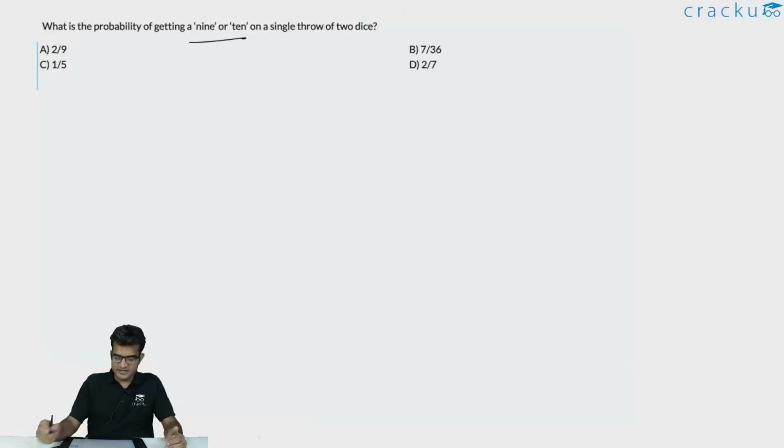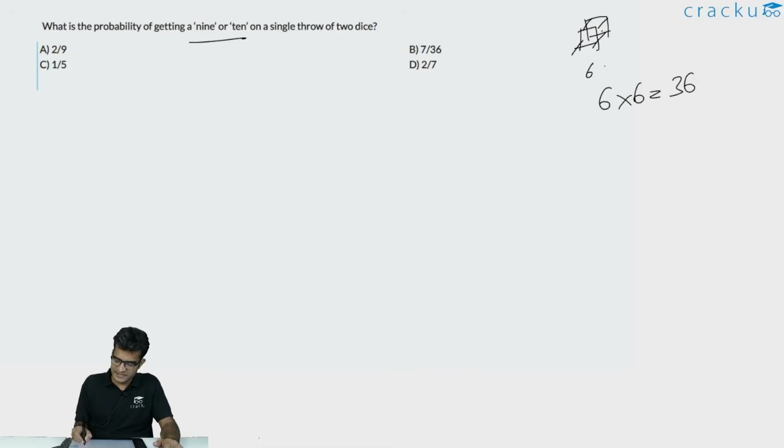In this question, we are asked to calculate the probability of getting a 9 or a 10 as the sum with a single throw of 2 dice. When there are 2 dice, each of them has 6 faces. So the total possibilities of the numbers that actually come up on both the dice is 6 into 6, which is equal to 36. This is the total cases that are possible.